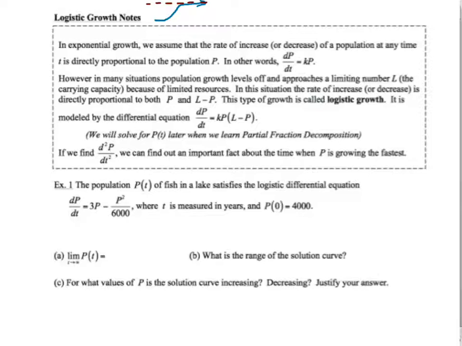Like I said before, in exponential growth, we assume that the rate of increase or decrease of a population at any time t is directly proportional to the population. However, in many situations, population growth levels off and approaches a limiting number, the carrying capacity, because of limited resources. In this situation, the rate of increase or decrease is directly proportional to both p and L minus p. L is the limiting number. This type of growth is called logistic growth. It is modeled by the differential equation dp/dt equals kp times (L minus p).